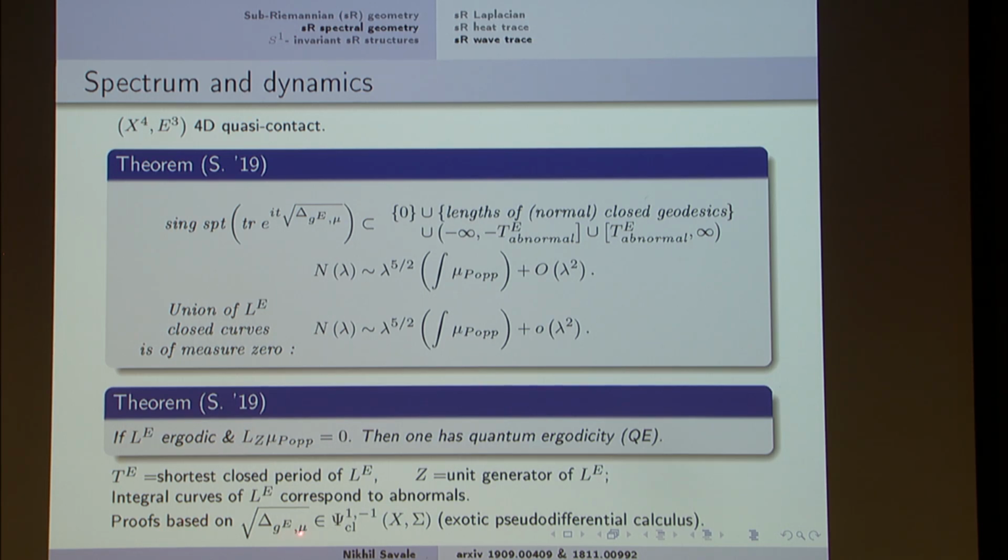Just a brief remark about the proof. In Riemannian geometry, what you use to prove such wave trace formulas is the pseudo-differential and Fourier integral calculus of Hörmander and Duistermaat. But in the sub-Riemannian case, it doesn't quite work. In particular, if you take the square root of the Laplacian, it's not a pseudo-differential operator anymore, and you have to use an exotic pseudo-differential calculus. So you have to construct a new pseudo-differential class in which your square root lies. Much of the paper is just constructing the pseudo-differential calculus and showing its properties.